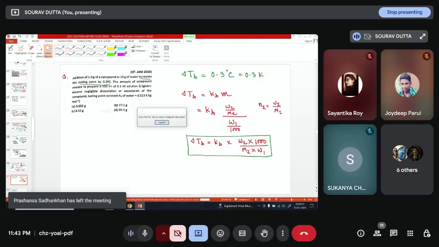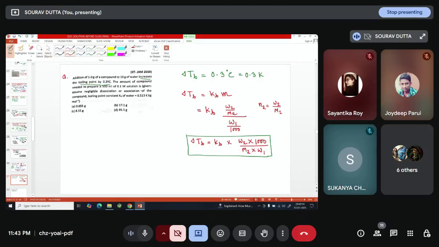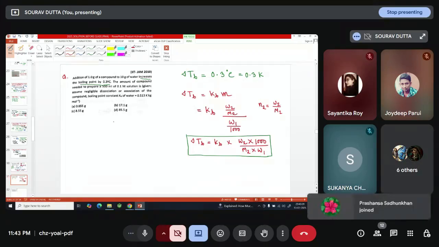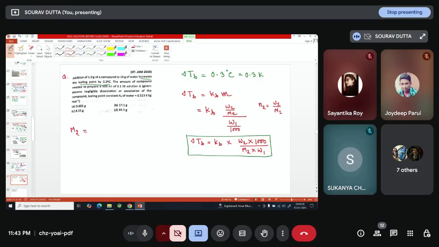So our question is about the mass of the solute, no issue. I am focusing on m2, so m2 equals Kb into w2 into 1000 divided by delta TB into w1. Fine. All values are given to you.